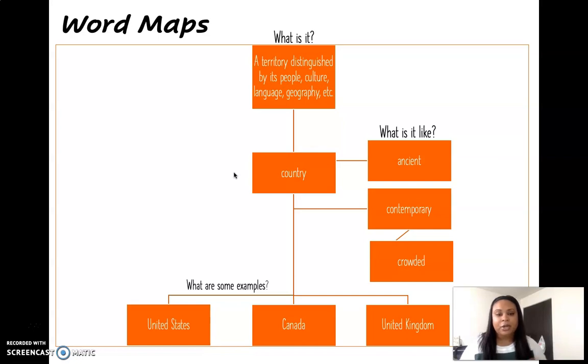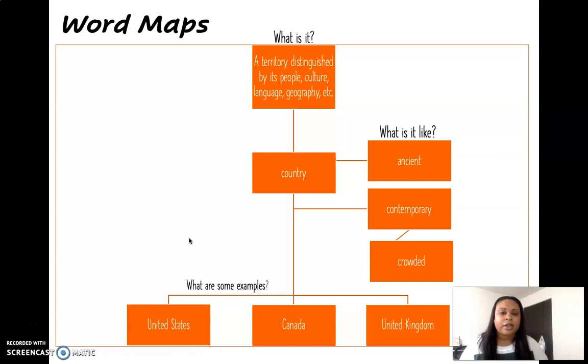Now, in my example, I use the word country. Okay, so for country, I found the definition: a territory distinguished by its people, culture, language, geography, etc. Okay, some characteristics that can be used to describe a country is ancient, contemporary, or crowded. And for examples, I used the United States, Canada, and the United Kingdom.